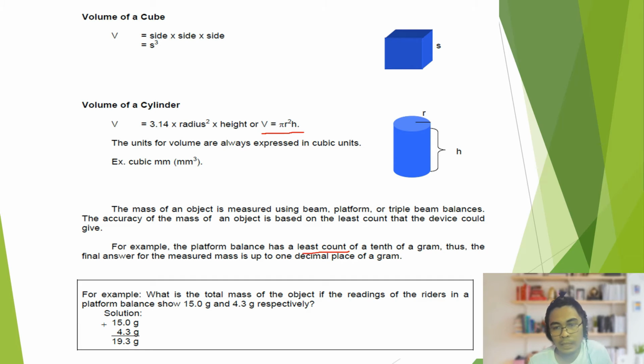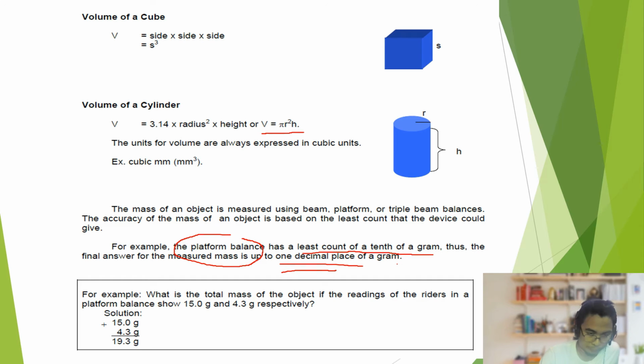So at least count of tenth of a gram, that's the final answer for the measurement, is up to 1 decimal place of a gram. So therefore, if we have this particular situation wherein we're asked to compute for the mass of the object, okay, kailangan natin siyang express in 1 decimal of a gram, okay, especially if we are using a platform balance. For example, what is the total mass of the object if the readings of the riders in the platform balance show 15.0 grams and 4.3 grams respectively?